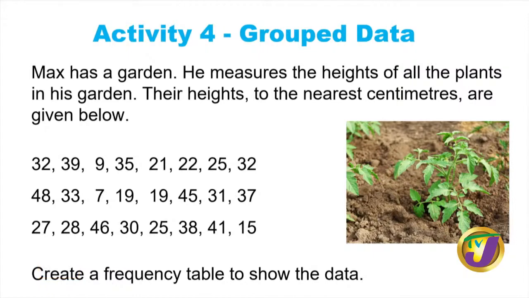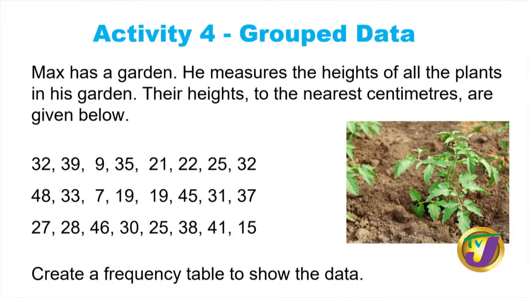Now, activity 4. Max has a garden. So Farmer Max has a garden here. He measures the heights of all the plants in his garden. Their heights to the nearest centimeter are given below.